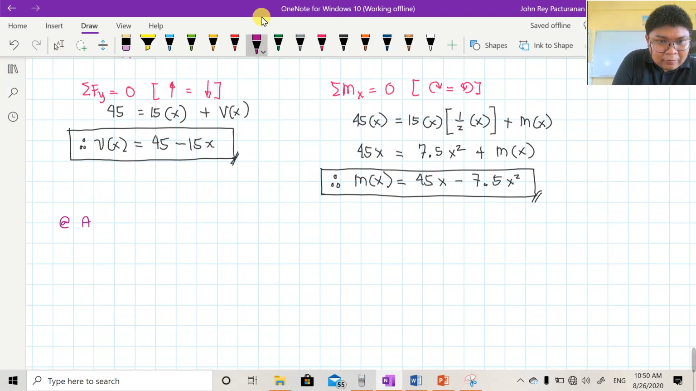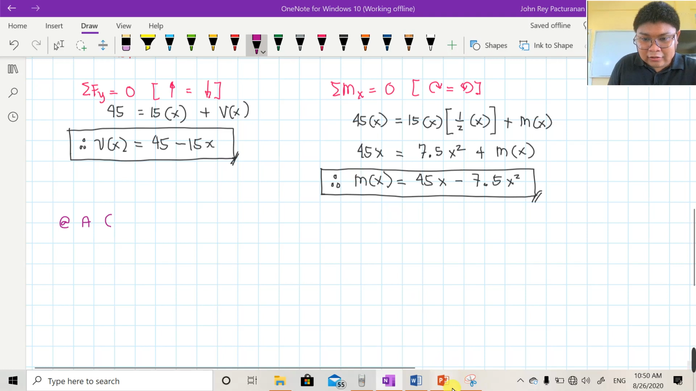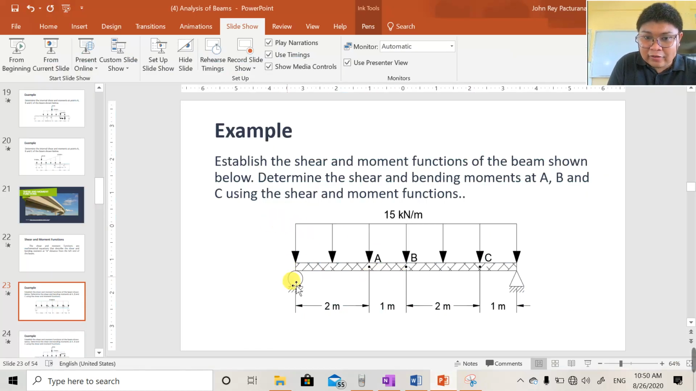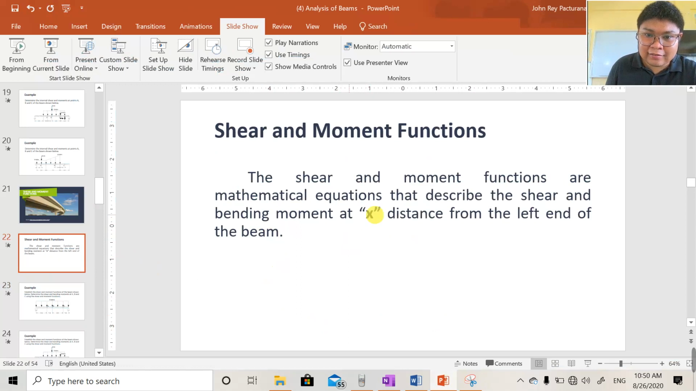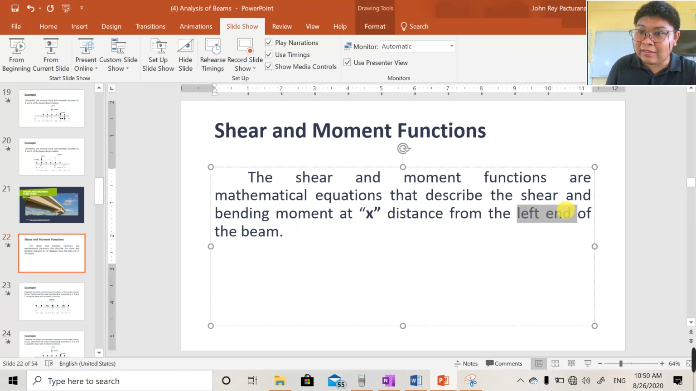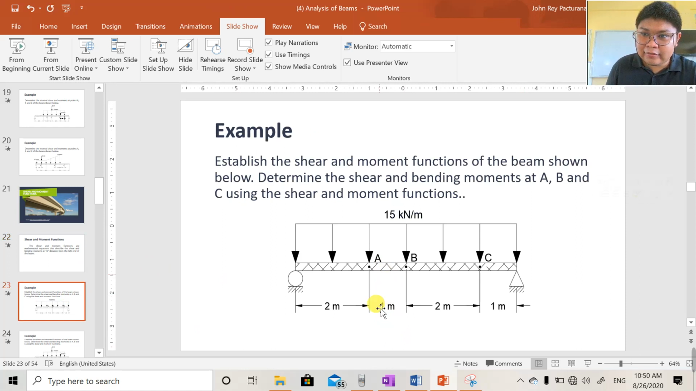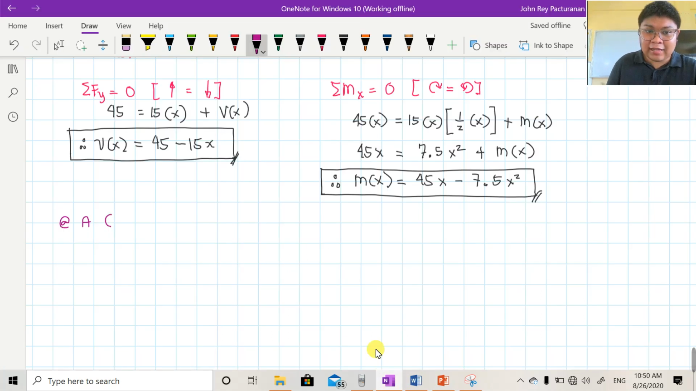So at A, class, if you notice here, the distance of A from the left end is 2 meters. How far is A from the left end? Because by definition, when we say x, x is the distance from the left end of the beam. Therefore, if you want to find the shear and moment at A, all you will do is set x equals 2 meters, because that is the distance of A from the left end. So, clear on that? Let me write it: set x equal to 2 meters.